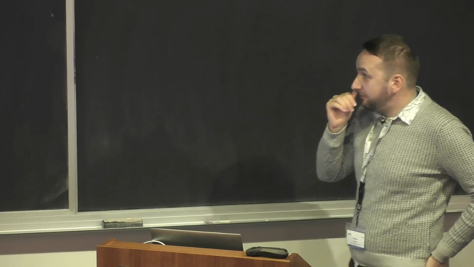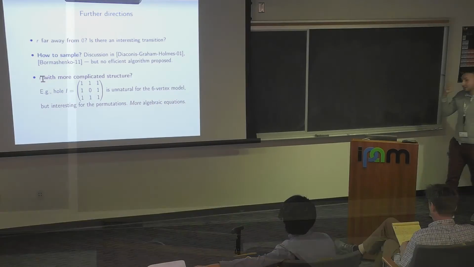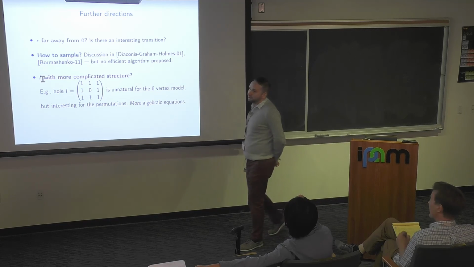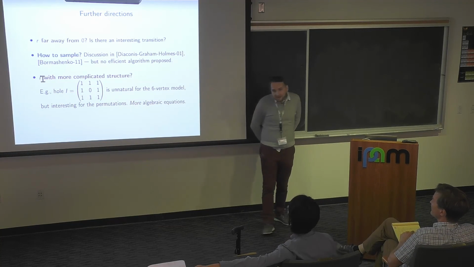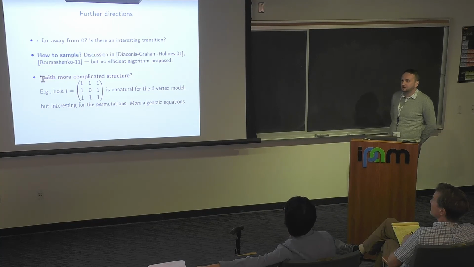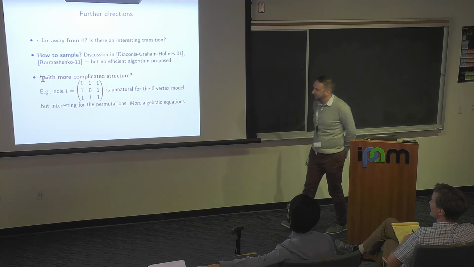Okay, let me mention some further directions, things we are thinking about, but we don't have good progress yet. So R far away from 0. Maybe there is some transition. Maybe there is more than one maximizer. Maybe everything looks completely different. We don't have any answers at this point.